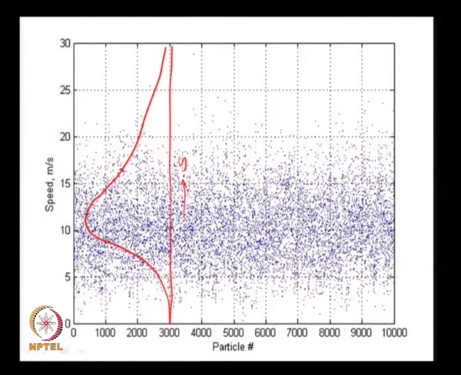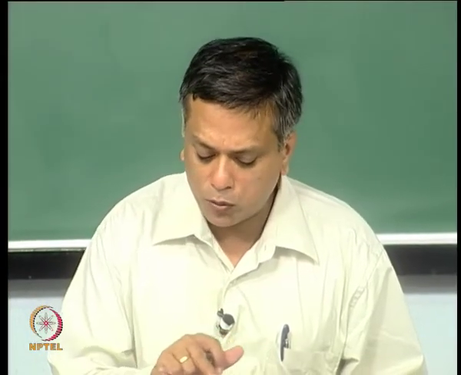So 30 meters per second is about as fast as this sample of drops had, but most of the drops were moving right about 10 to 12 meters per second. This is again one spray at one point, a distribution of 10,000 drops, a sample of 10,000 drops at that point.